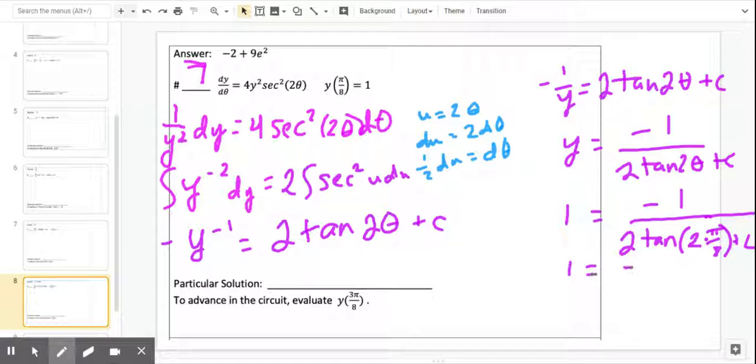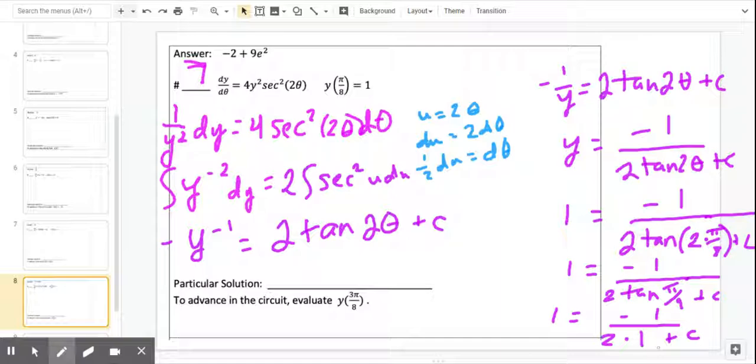So 1 equals negative 1 over 2 tangent pi over 4 plus c. So 1 equals negative 1 over 2. Tangent of pi over 4 is 1, plus c. So naturally, as always, I'm running out of room here.